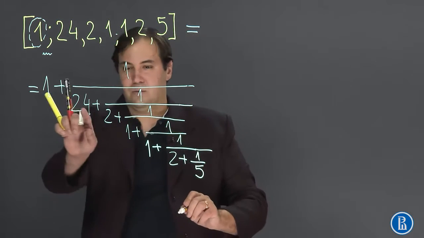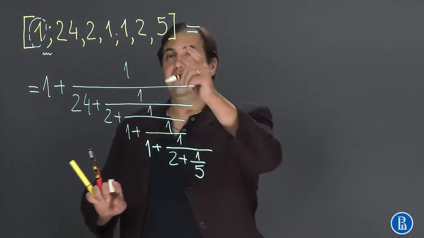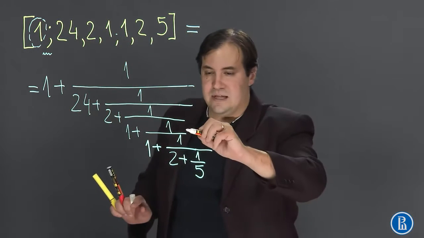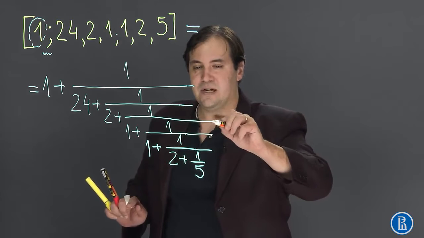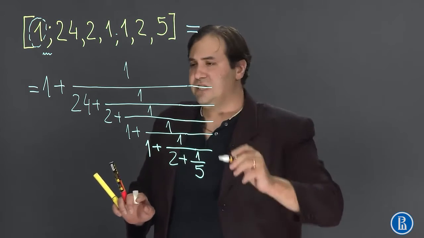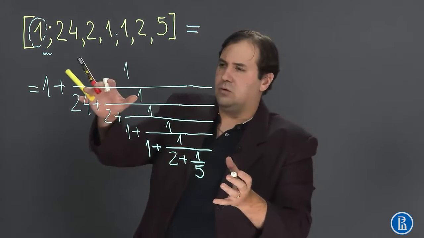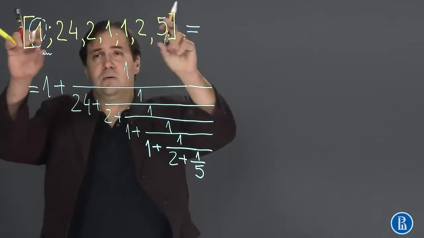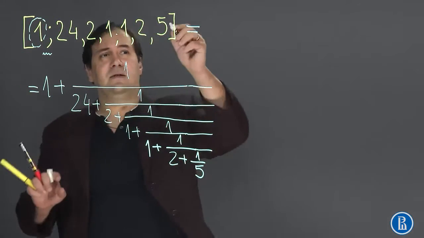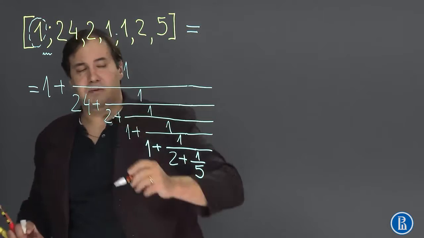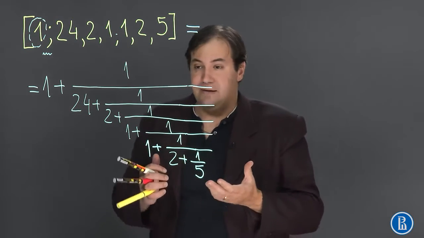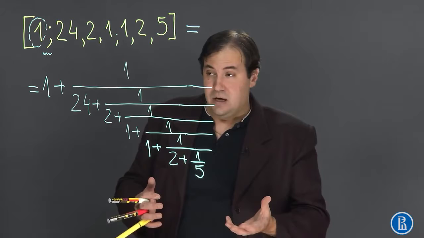So we have 1, 2, 3, 4, 5, 6, 7 floors. Okay, so this is the continued fraction. Just so as not to draw fractions with many floors, we can write it in one row using brackets of this type. Okay, what if we try to calculate the value of this fraction?